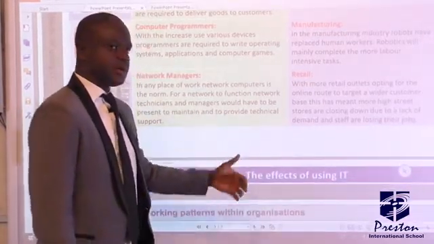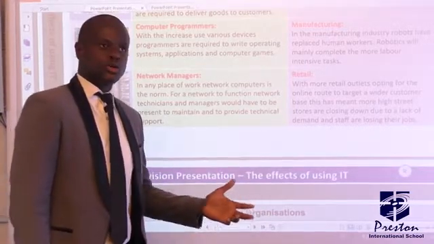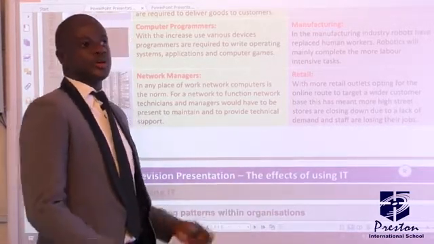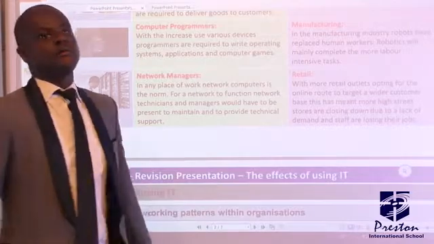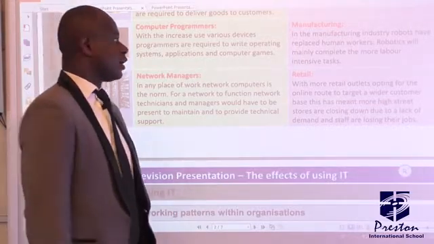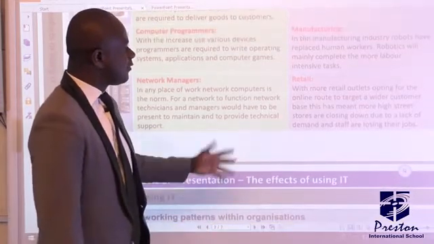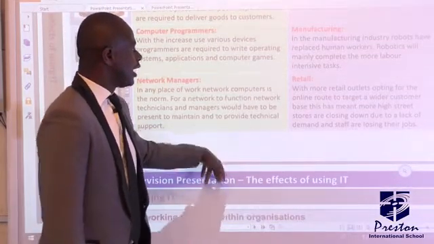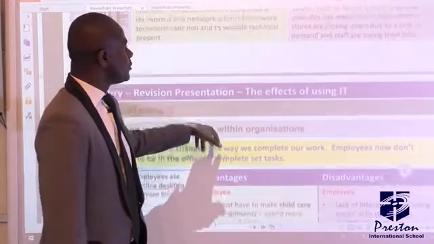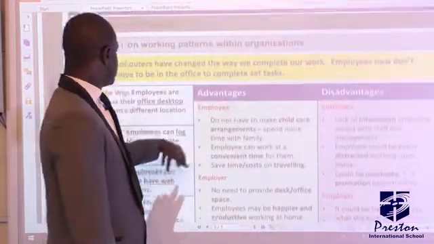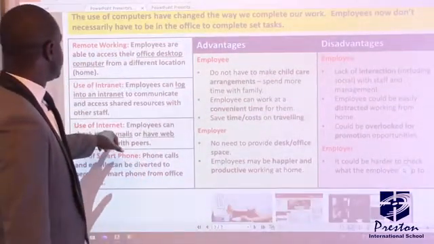Retail industry: most shops are now closing, because lots of people are opting to buy things online. So we're having lots of people not getting jobs in those areas.